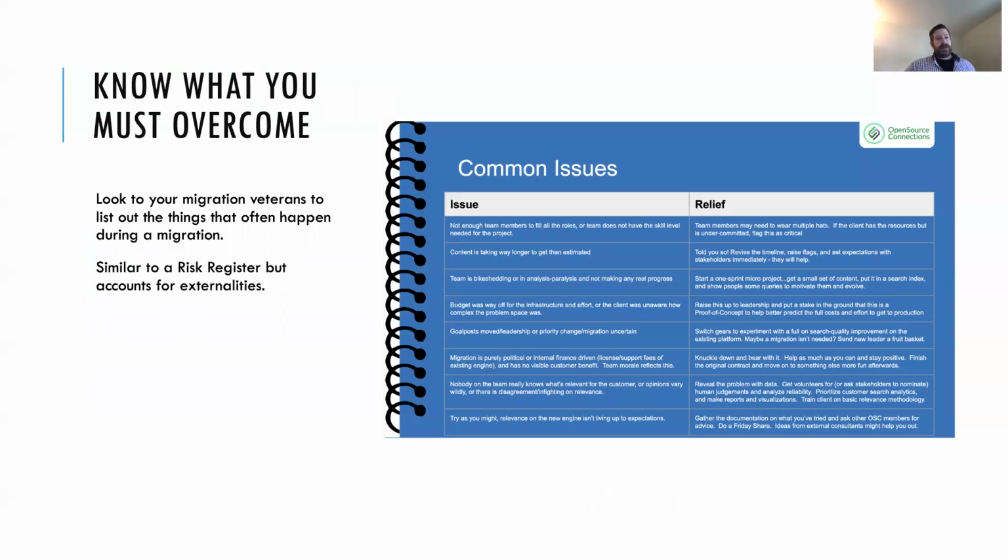Aside from risks, there's just a lot of fun little stuff that comes up along the way. I just wrote down a bunch of things here. This is kind of like a risk register, but this is more of just, okay, these are facts of things that happened or will happen. Look to people who have done migrations before to kind of get this list going.